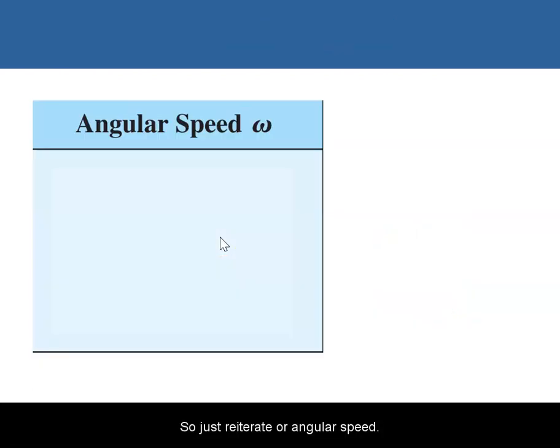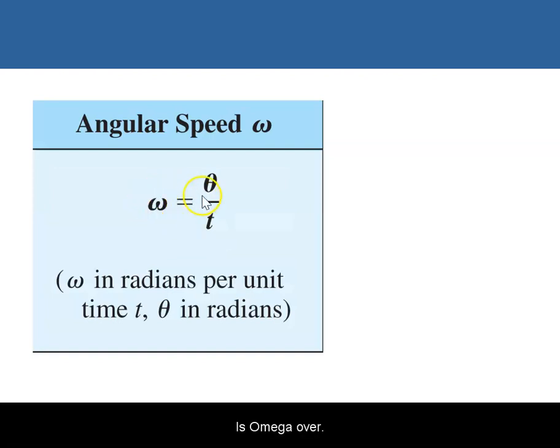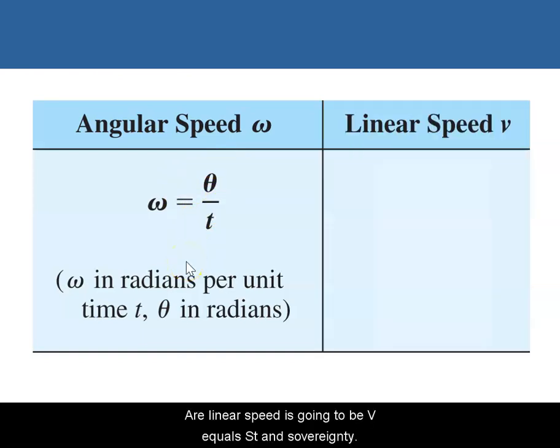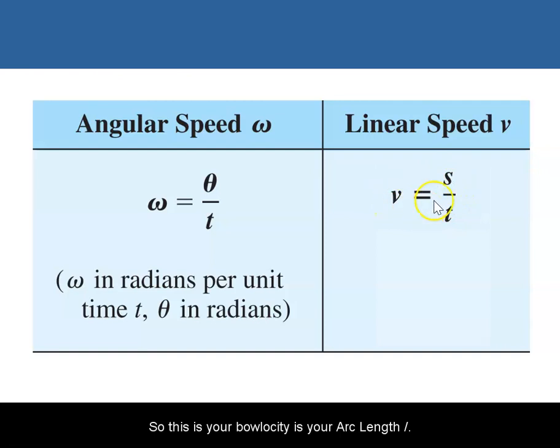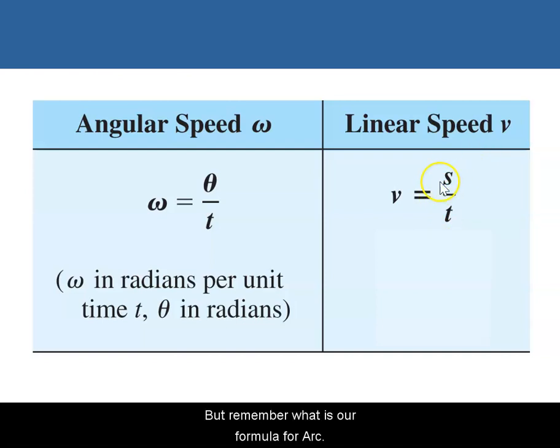So just to reiterate, our angular speed omega is theta over t. Omega is radians per unit time, because you have radians per unit of time, right? Our linear speed is going to be v equals s over t, right? So this is your velocity, your arc length divided by unit time. But remember, what is our formula for arc length?